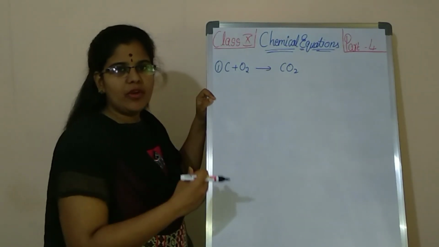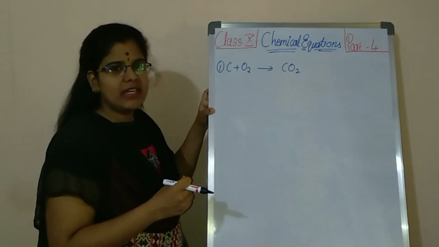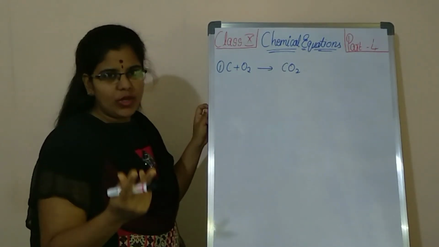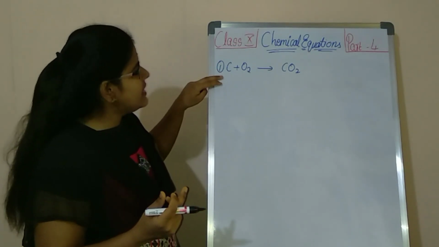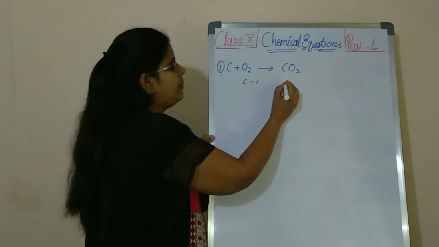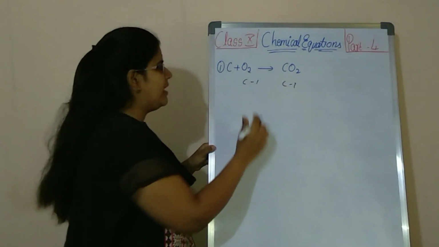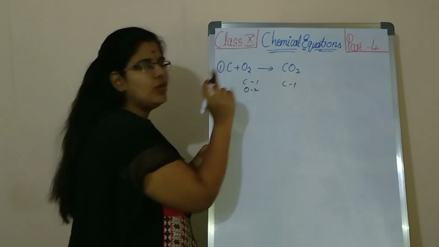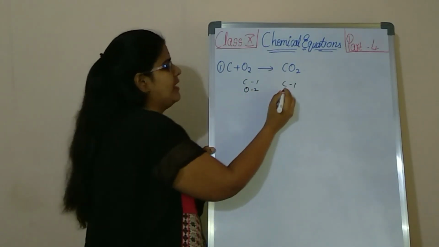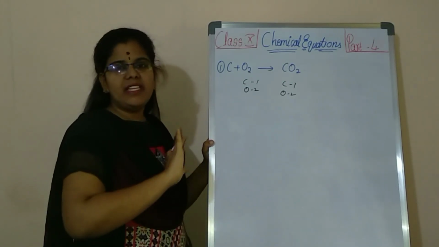You have to check the number of atoms of each element. So how many elements are there? Carbon and oxygen, 2 elements. On the reactant side, carbon is 1, and on the product side, carbon is 1. So carbon is balanced. Next, oxygen is 2 on the reactant side, and on the product side also it is 2. So it is a fully balanced equation.